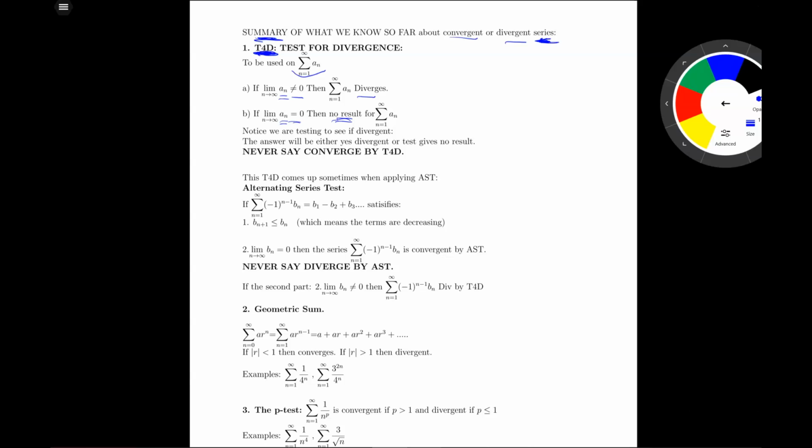So sometimes, and again, never say converges by test for divergence, because the test for divergence checks to see if it diverges. So sometimes this test for divergence comes up when we're doing the alternating series test. When we're in the second part of it, taking the limit, and if it doesn't equal 0, then I can say this whole sum diverges by test for divergence.